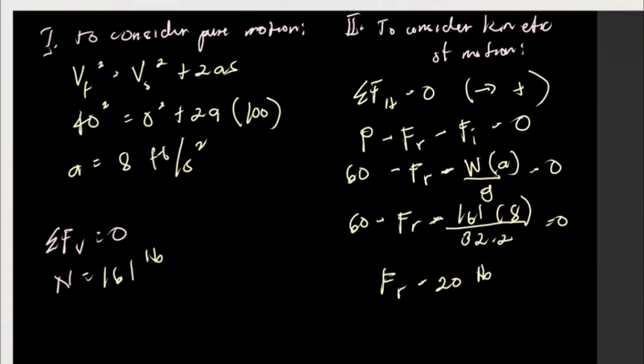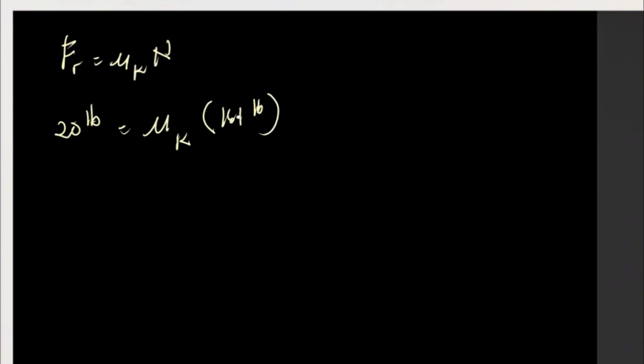So if we have the normal force and the frictional force, we could actually compute for the coefficient of friction. So using the equation that the frictional force is equal to mu sub k times N, that is, our frictional force is 20 pounds, okay, is equal to mu sub k unknown natin multiplied by our N na 161 pounds. And our mu sub k is equal to 0.124. So this is our answer in this problem.